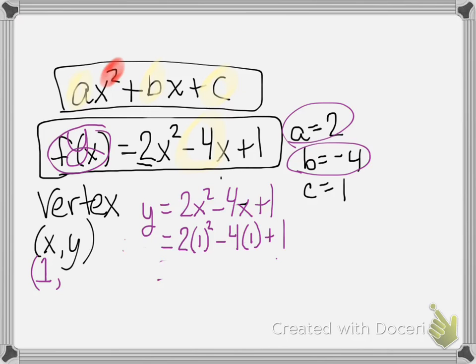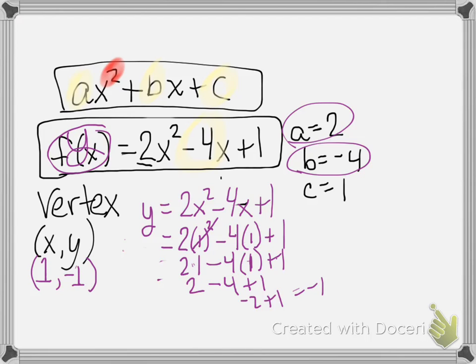So I know I have to use my order of operations, so the squared comes first. So 1 squared is 1. I know that multiplication comes next. So 2 times 1 is 2, minus 4 times 1 is 4, plus 1. 2 minus 4 is negative 2, plus 1 is negative 1, so I know my y is negative 1. So now I know my vertex.